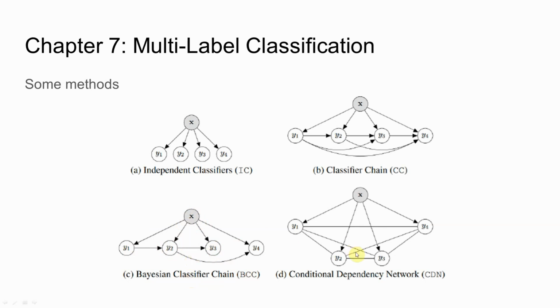Of course, the conditional dependency network is the most complicated one. We then need to use all of the other labels to predict each label, and then we need to do multiple trainings and try to assign the best weight in each connection, and hopefully we can generate better results. So that is how the methods are used to build a classifier and then make the predictions.